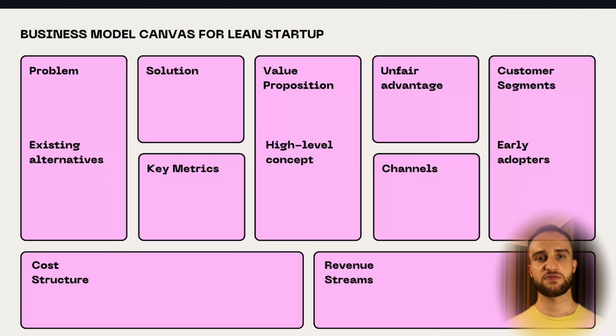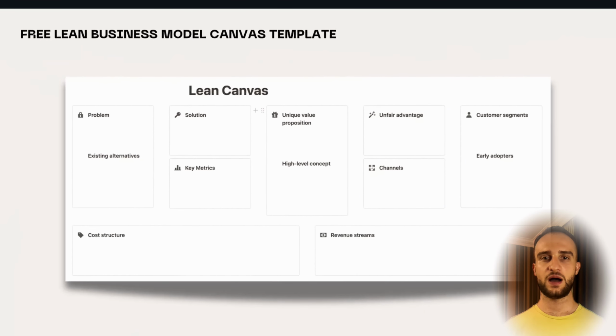Lean Startup Business Model Canvas is a visual exercise designed to help you create and maintain the business model for your startup. In this video, I'm going through the in-depth practical guide on the real example of how to use Lean Business Model Canvas.